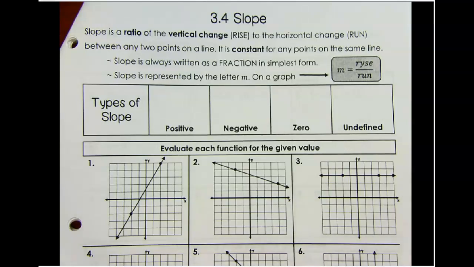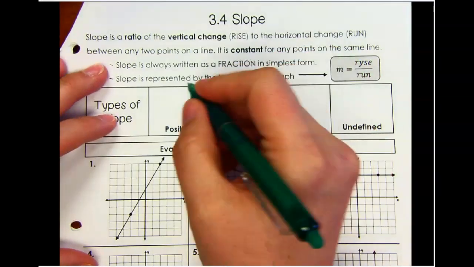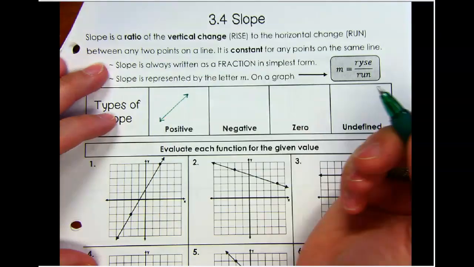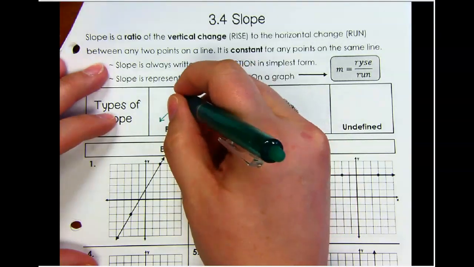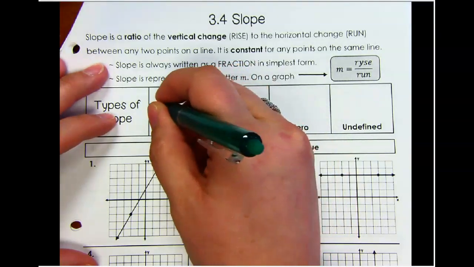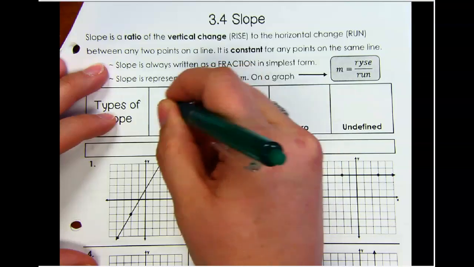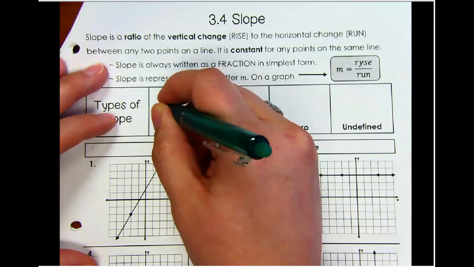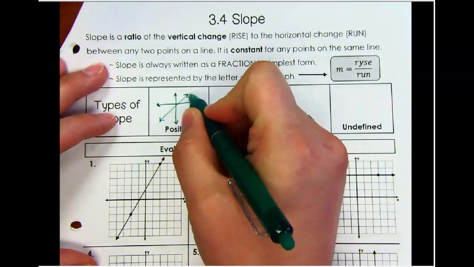So there are 4 basic different types of slope. There is positive slope, which goes up. So it's going to look like this. If you had a coordinate plane like this, here's your X, here's your Y, positive slope goes up.